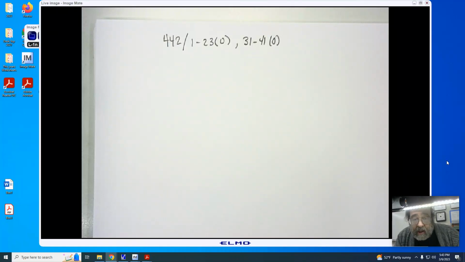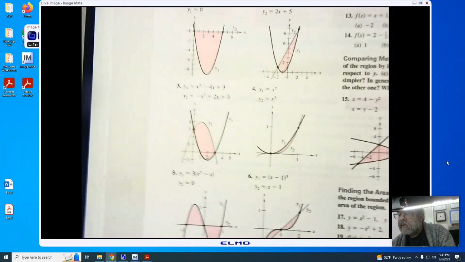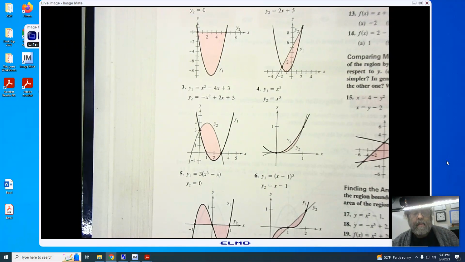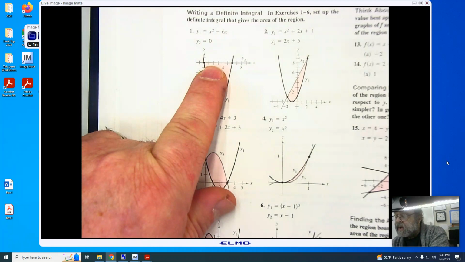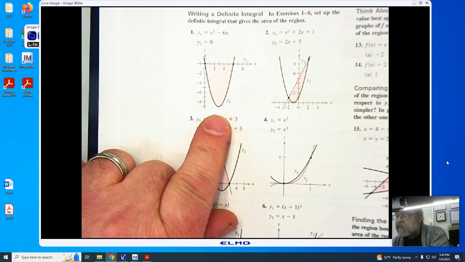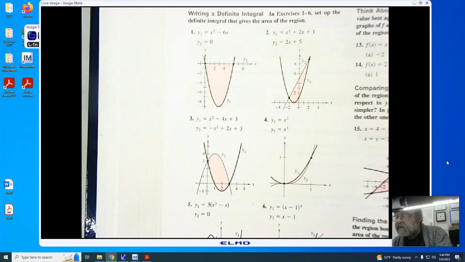We're going to be taking a look at assignment number 11. This is part 1. In part 1, it is my intention to work on numbers 1 through 23, odds only, from page 442. Now, in the first group of problems, please take note, all they want you to do is try to set up the appropriate integral. And we're looking at our upper, which is 0, minus our lower, which is x squared minus 6x. And we're going from 0 to 6.